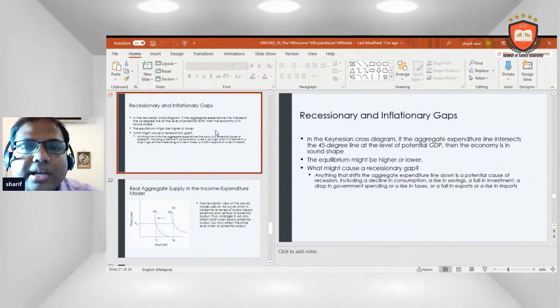In the Keynesian cross diagram, if the aggregate expenditure line intersects the 45-degree line at the level of potential GDP, then the economy is in sound shape. The equilibrium might be at a level higher or lower. What might cause a recessionary gap?